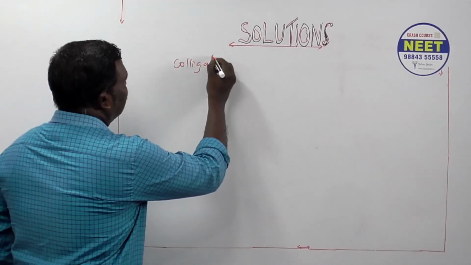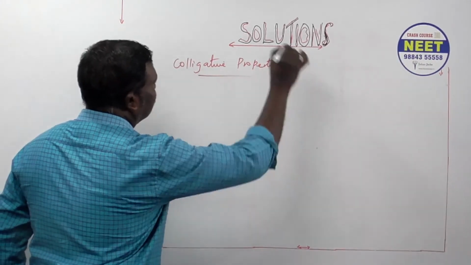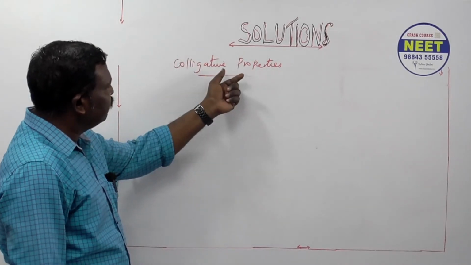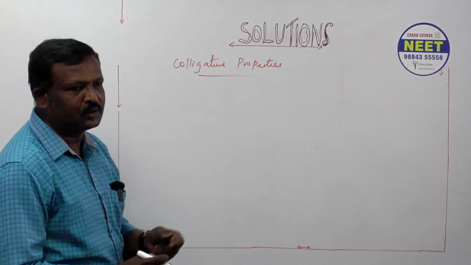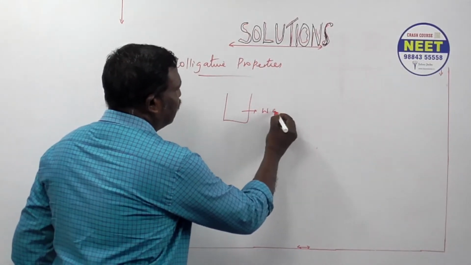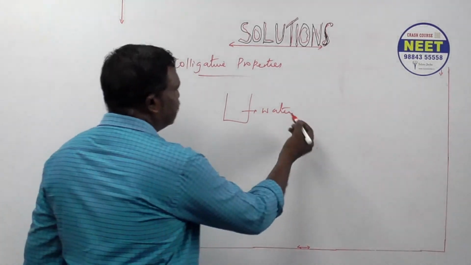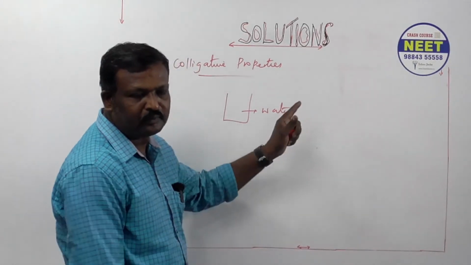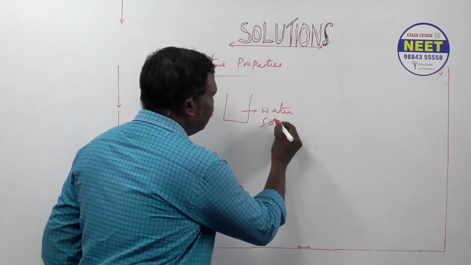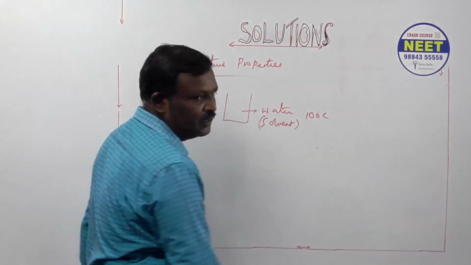colligative properties, simple one. See, colligative properties are nothing but properties that depend upon the number of solute particles in the solution. For example, I am taking water as a solvent. What is the boiling point of water? Water is a solvent. It boils at 100 degrees Celsius.